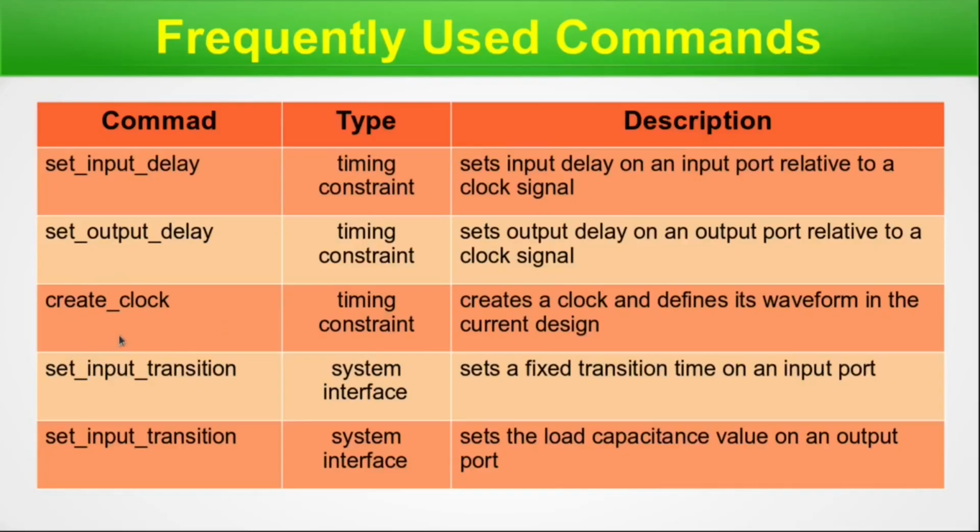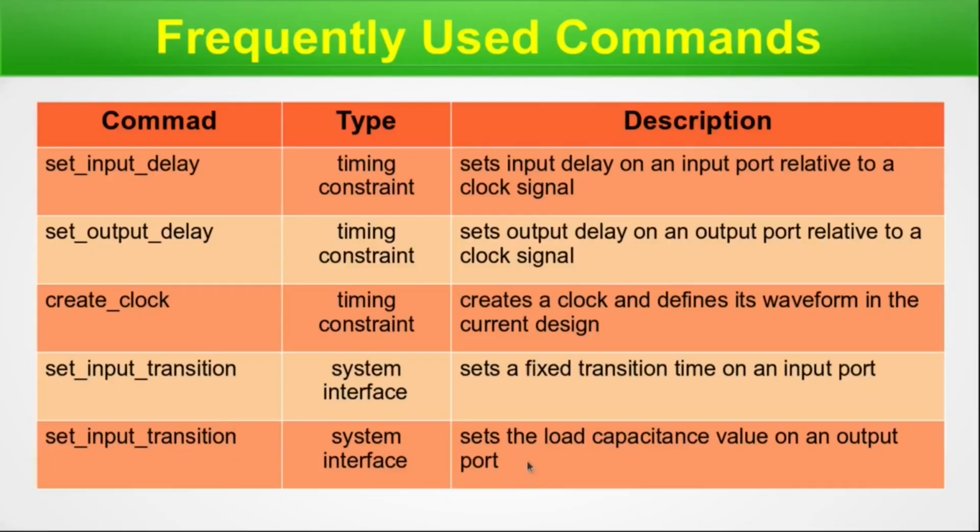Now the third one, create clock. This is also a timing constraint. It creates a clock and defines its waveform in the current design. Set input transition is a system interface. It sets a fixed transition time on an input port. So this is basically a transition time, meaning the slant, that is, the rising or the falling.